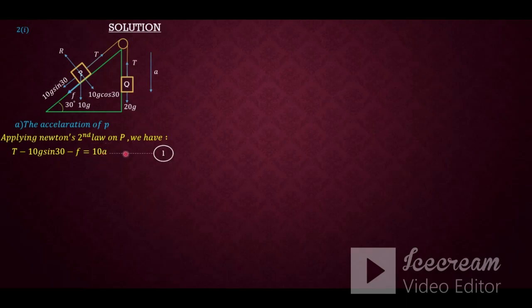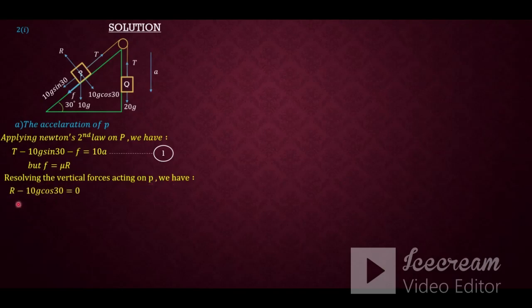Let us call it our equation 1 first of all, to avoid confusion when we are manipulating the values. We know that F is equal to mu times R, that is the frictional force equals the coefficient of friction times the reaction force R. But we don't have R. How can we get R? By simply resolving the vertical forces acting on P. So resolving the vertical forces acting on P, we have R minus 10g cos 30 degrees equal to 0, which implies that R is 10g cos 30 degrees.